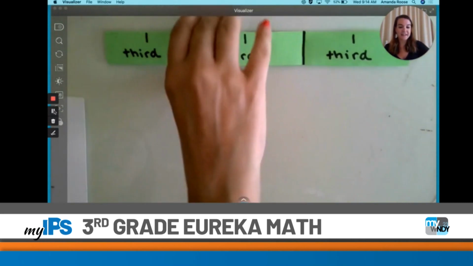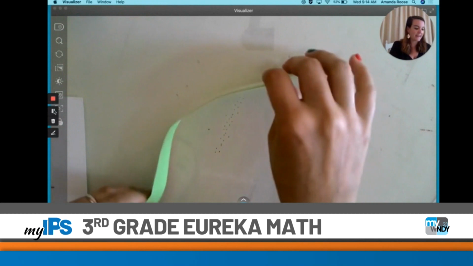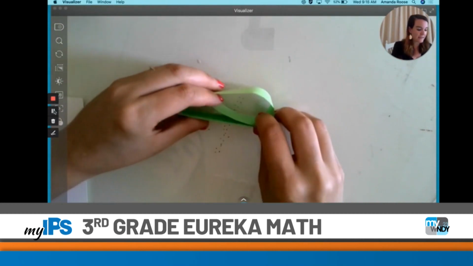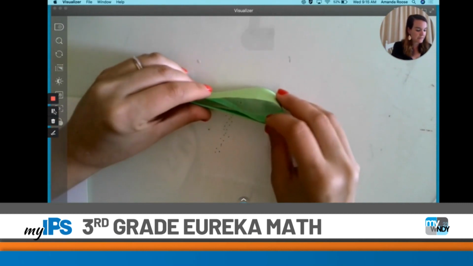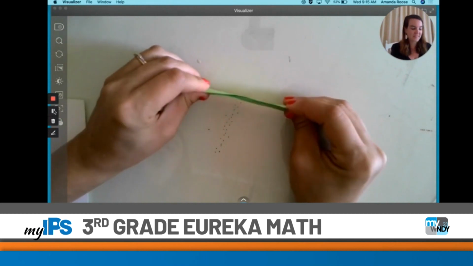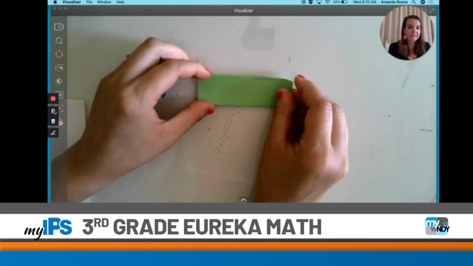Okay, our last fraction strip for today. We're going to do the same thing. We're going to make that S shape, trying to get them even before we fold. It's always a little tricky for me. There we go. Now, we know we've made thirds. Let's fold it one more time.